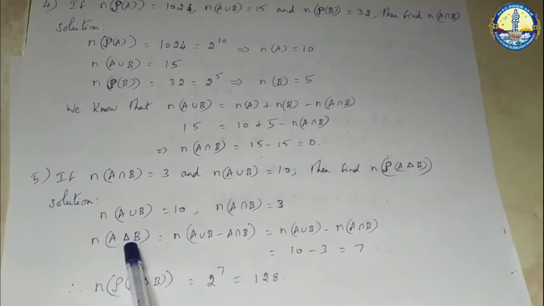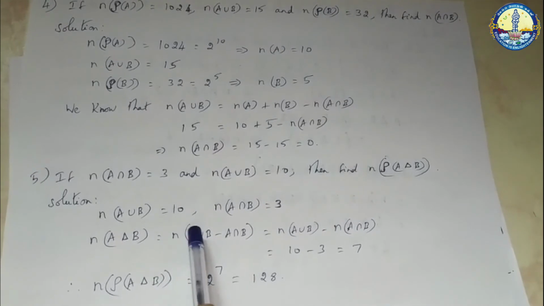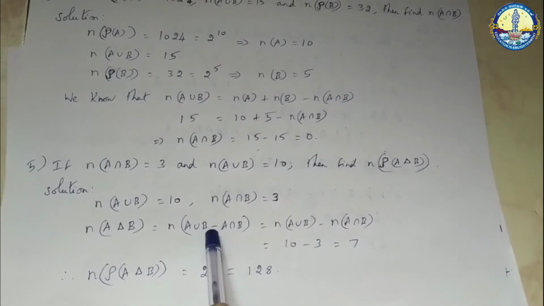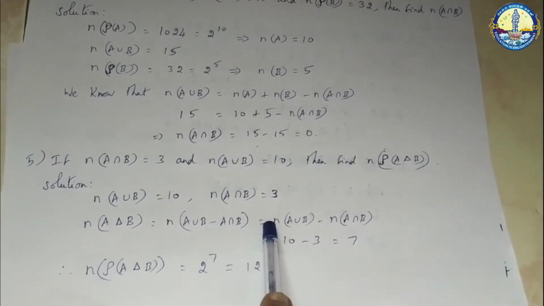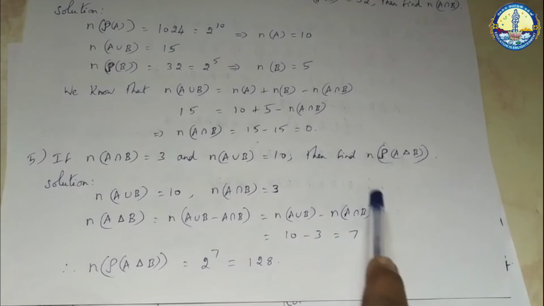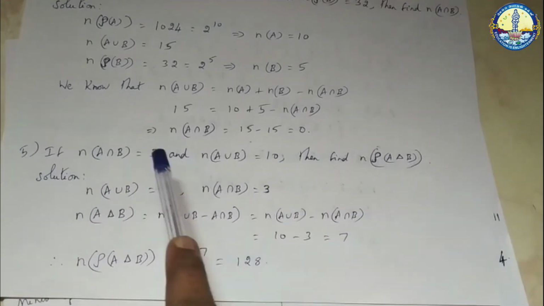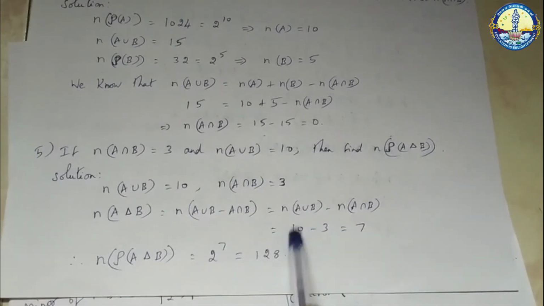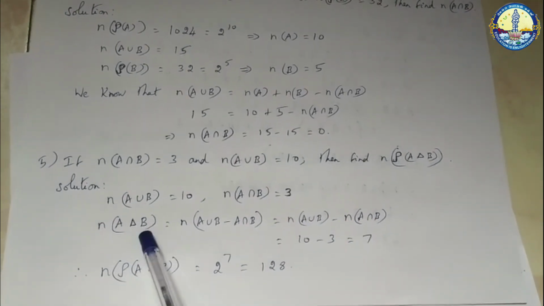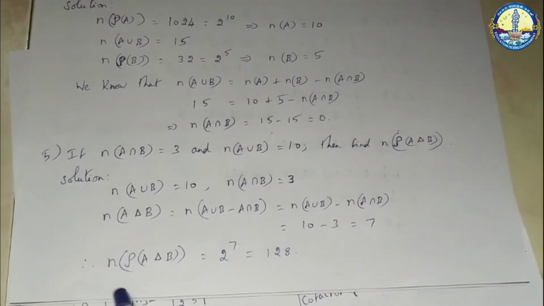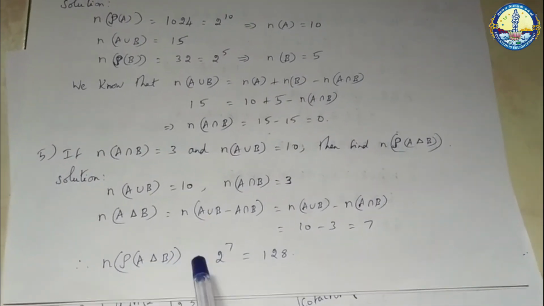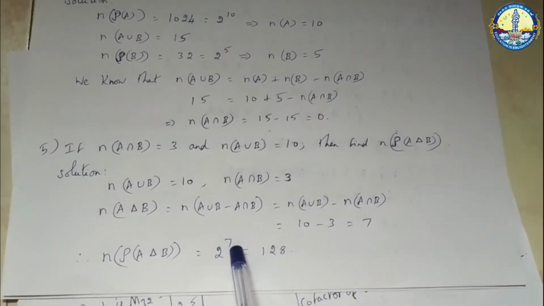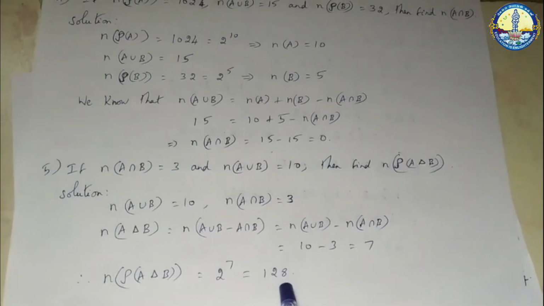So A triangle B equals A union B minus A intersection B. So n of A triangle B can be written as n of A union B minus n of A intersection B. These values are given in the question. A union B equals 10 and A intersection B equals 3. So 10 minus 3 is 7. So n of A triangle B equals 7. Now we have to find the number of subsets of A triangle B. The formula is 2 to the power of the number of elements in A triangle B. So 2 to the power 7 equals 128.